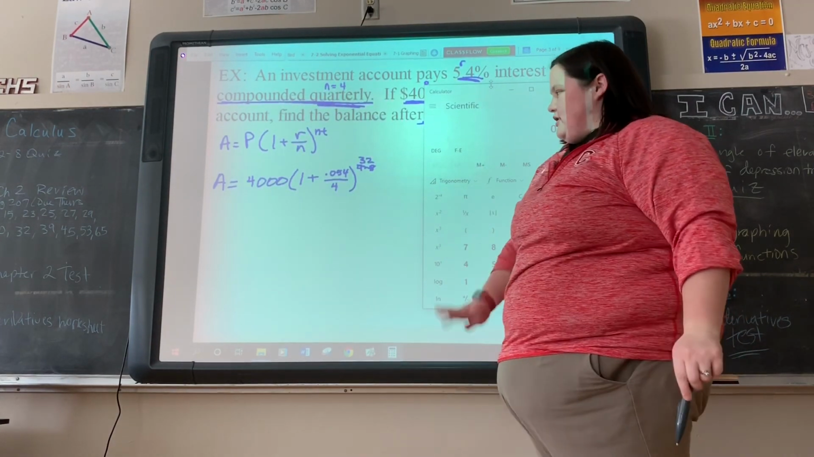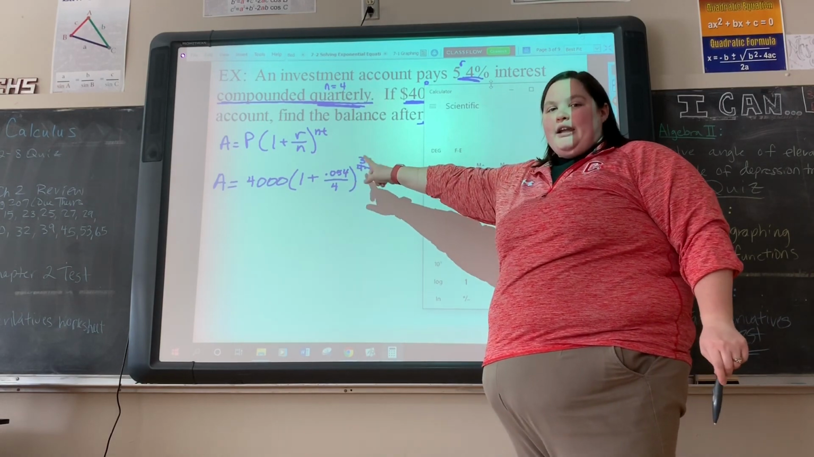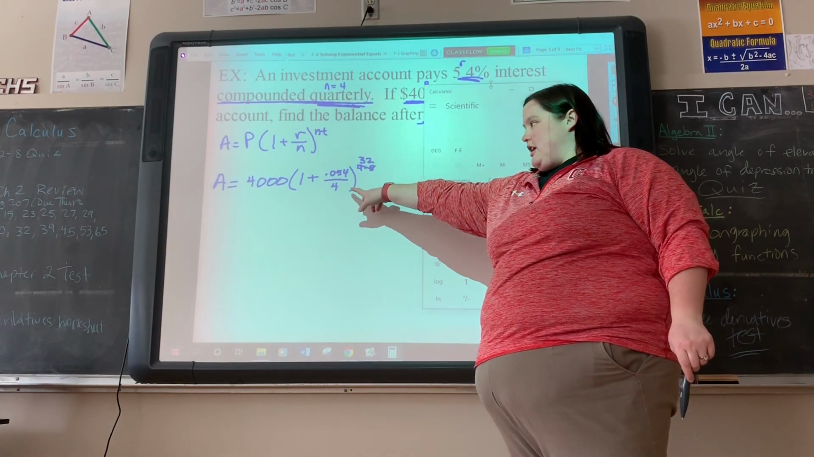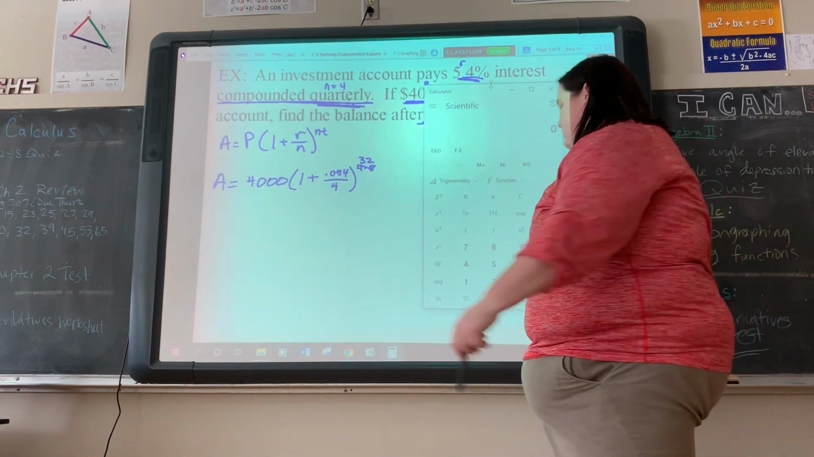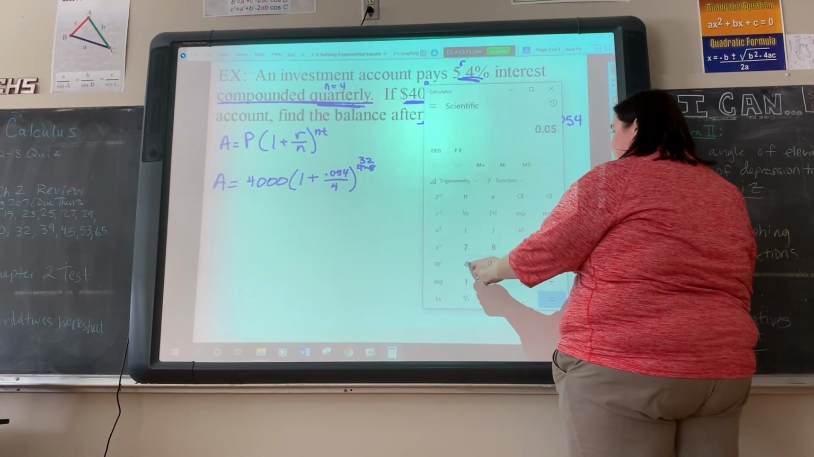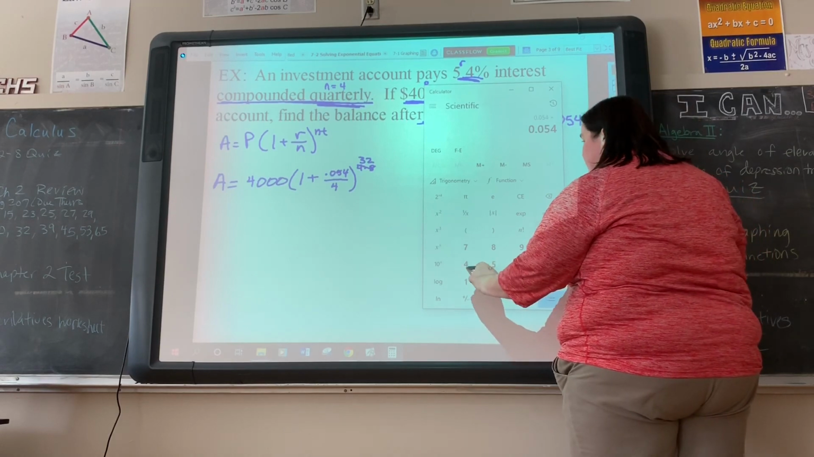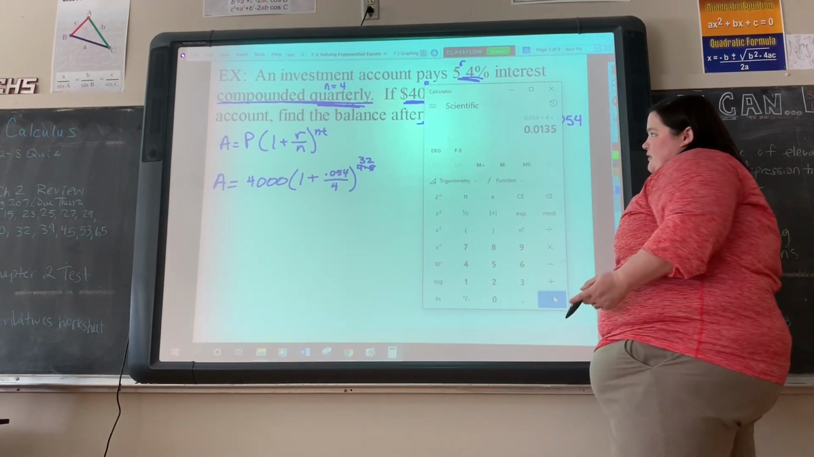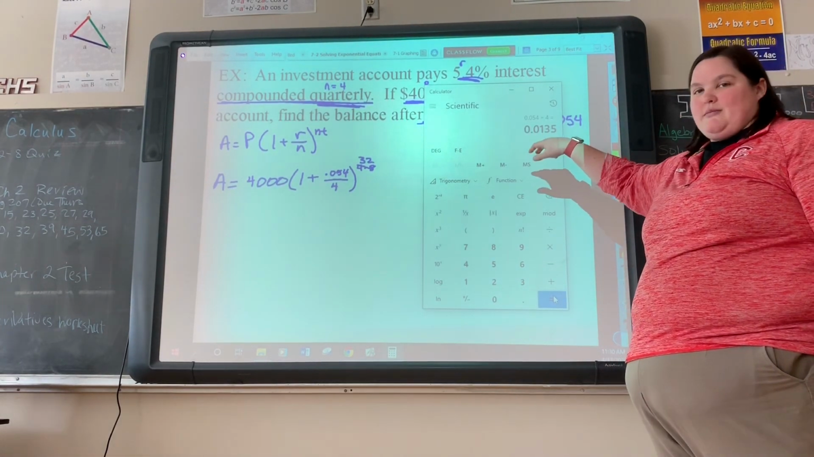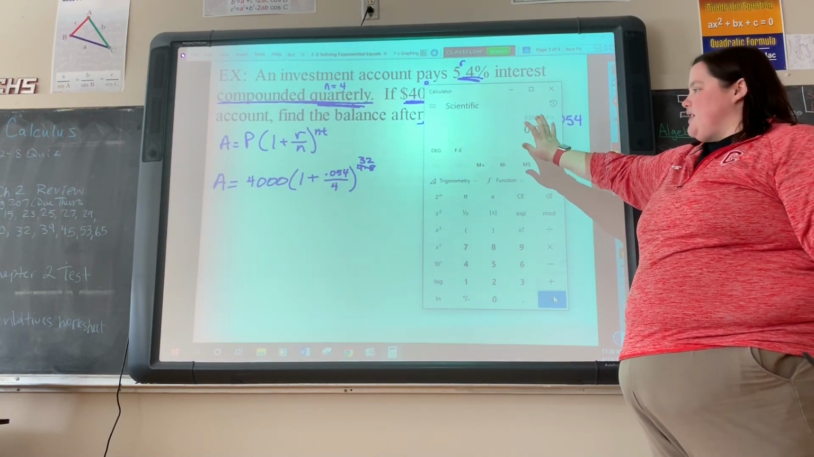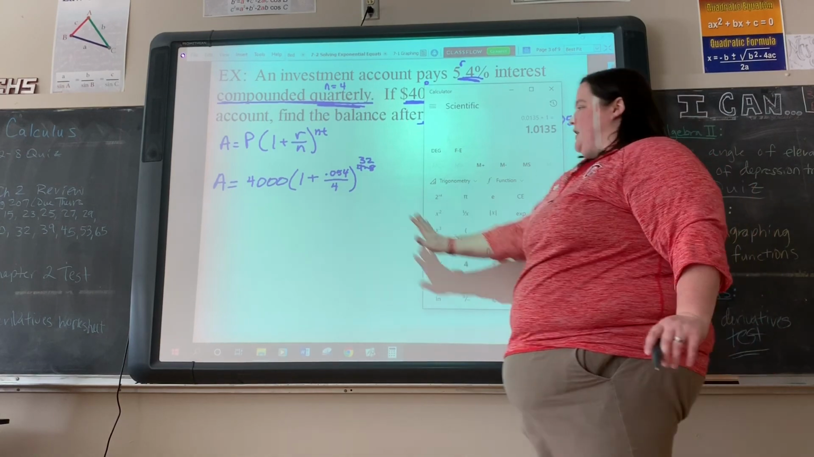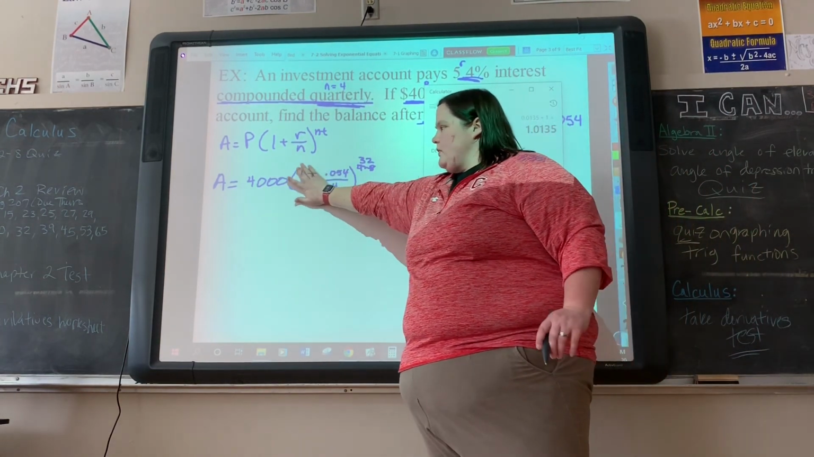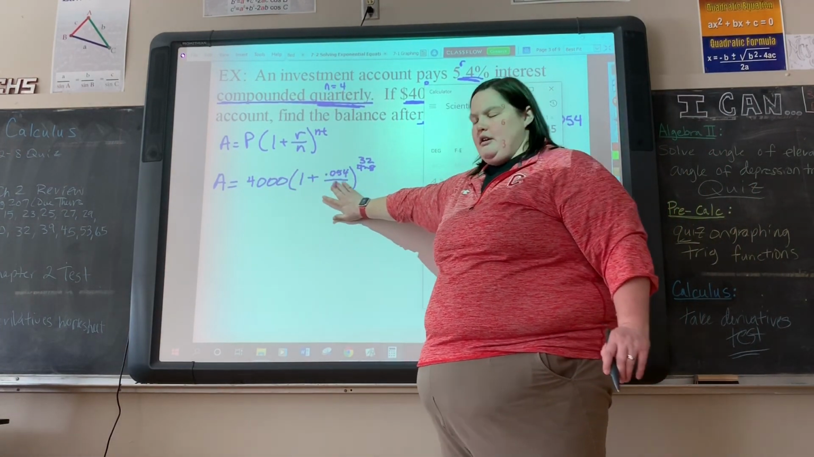So order of operations still tells me parentheses first. In there I actually have 2 things. I have an addition and I have a division. Order of operations then just tells me to do the divide first. So I'm going to take the 0.054, divide it by 4. Now this is going to give me a decimal. Okay, don't worry about estimating that, just leave that in. So once I've divided it, add 1 to that. So that gives me my parentheses. So that's my rate here in the middle.